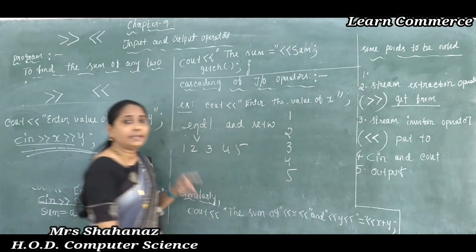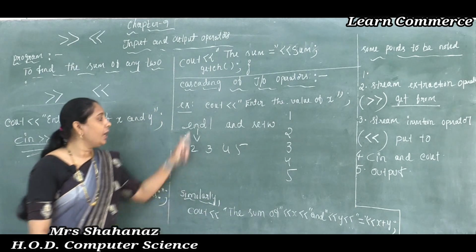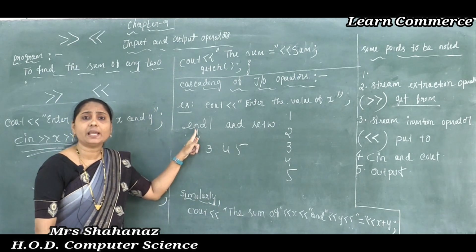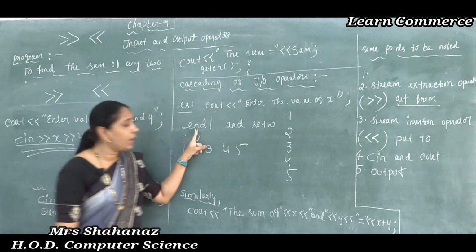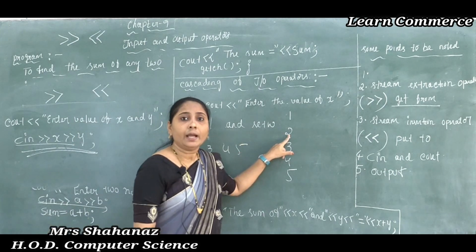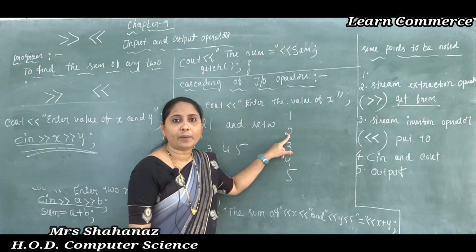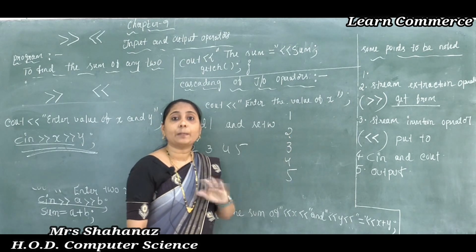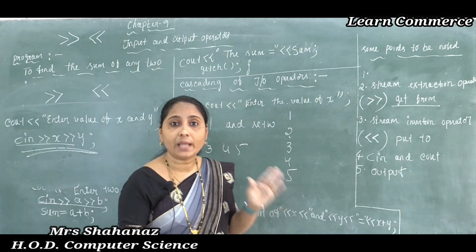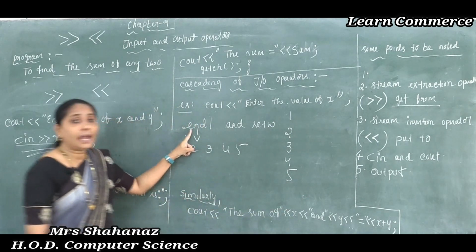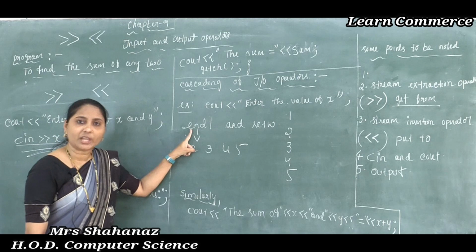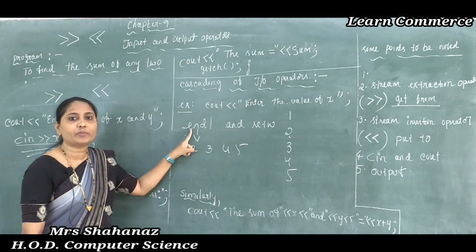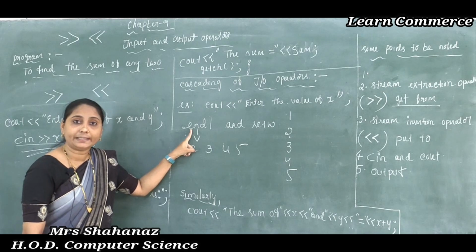So that means I need to use the manipulator operator. The manipulator operator is endl. Clear this point here? endl. So we can say that it provides a line break in the output. That means it gives the output on a separate line, one after another. So this is the work of endl. Instead of \n we can also use endl to display any information one after another. It works like the enter key.